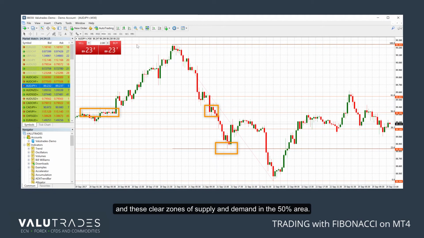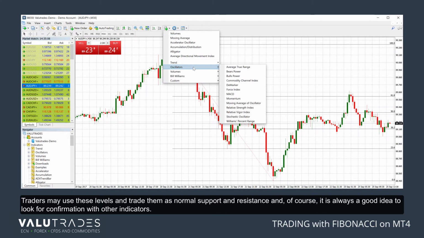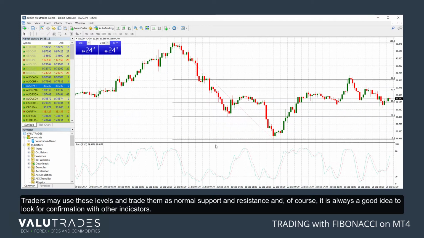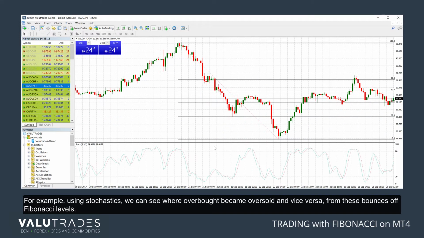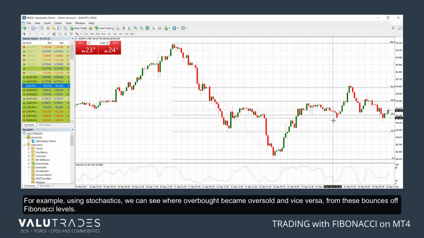Traders may use these levels and trade them as normal support and resistance, and of course, it is always a good idea to look for confirmation with other indicators. For example, using stochastics, we can see where overbought became oversold and vice versa from these bounces off Fibonacci levels.